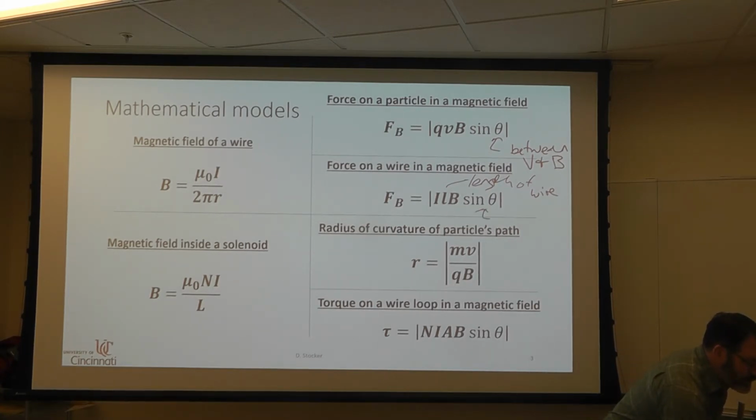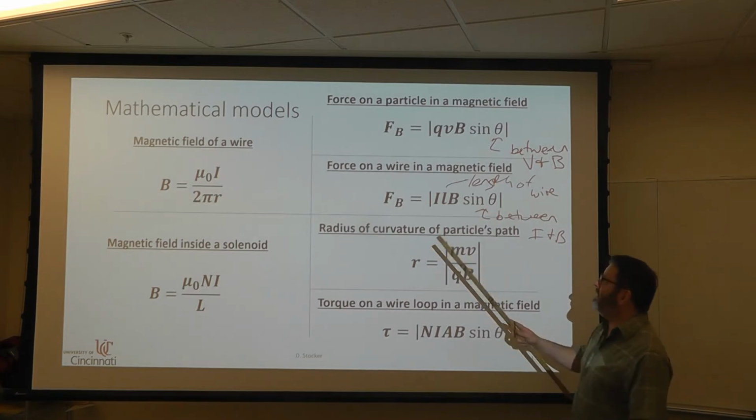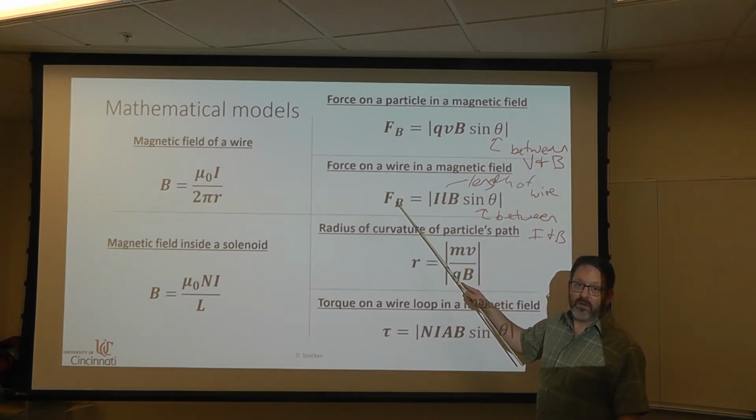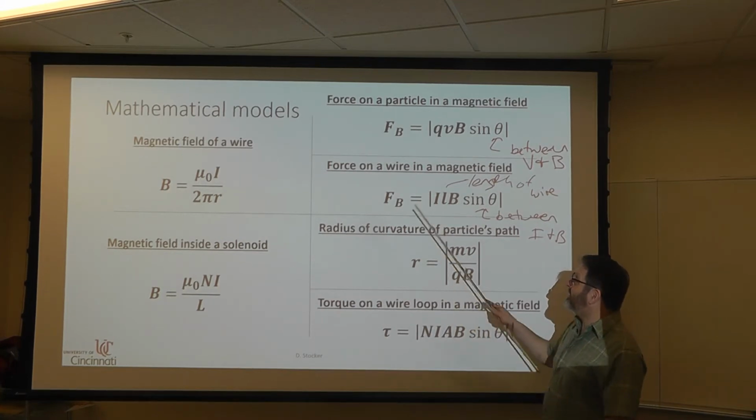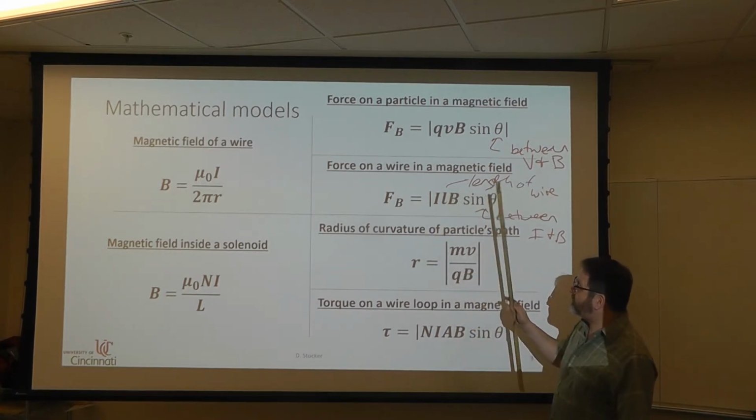The theta is between I and B. And again, this gives you the magnitude of the force. To figure out the direction of the force, you have to use the right-hand rule. So this gives you the magnitude only.